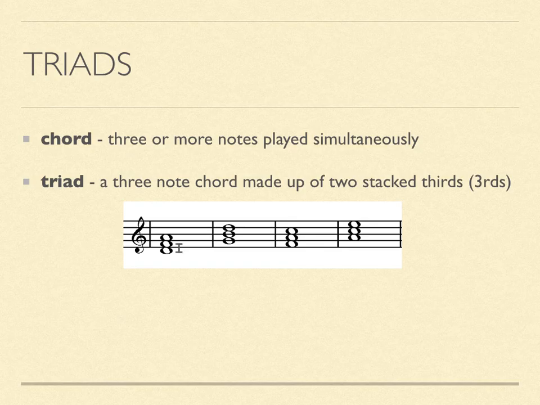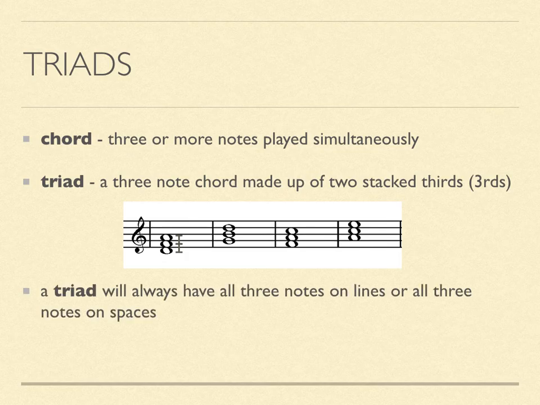There's a third at the bottom, 1, 2, 3, and a third at the top, 1, 2, 3. A triad will always have all 3 notes on lines or all 3 notes on spaces.